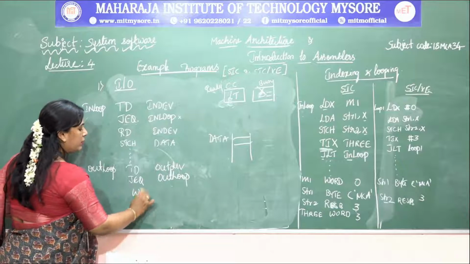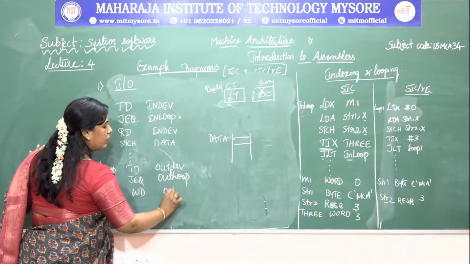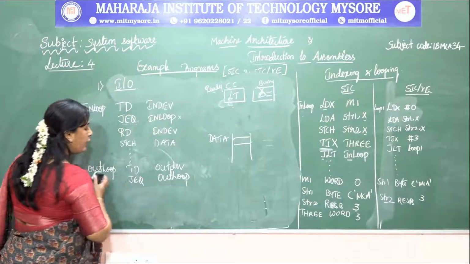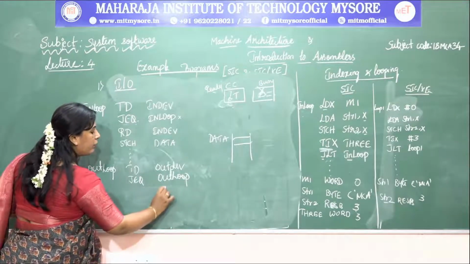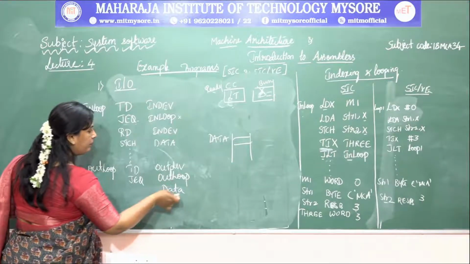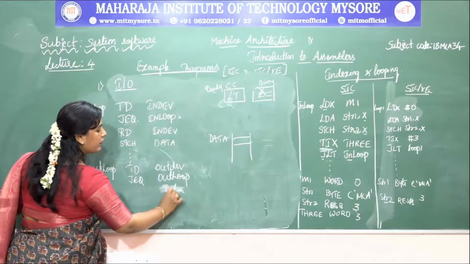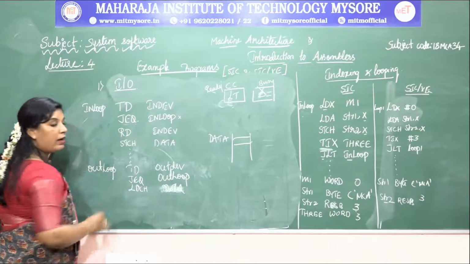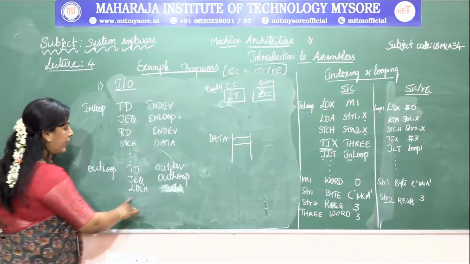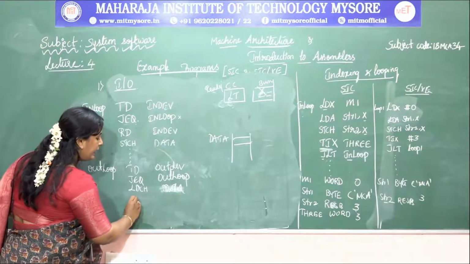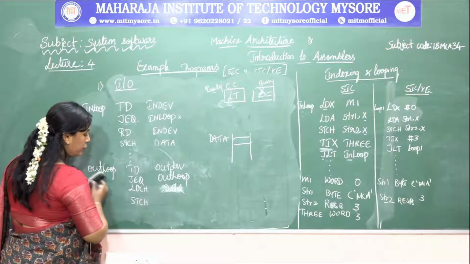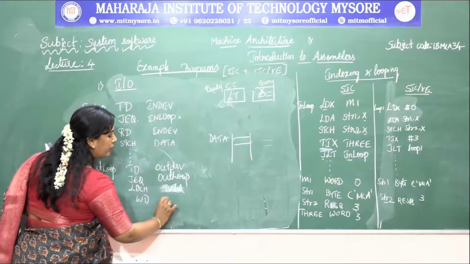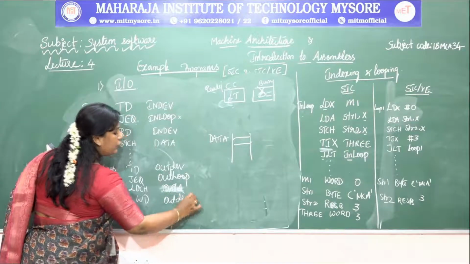Again, write data to output. Sorry, before writing the data, we have to copy that data from the memory location. So load character with accumulator, load character with accumulator with the data. Then I want to write the data by using the instruction write data to the output device. What is the output device name? Just we are using it here.